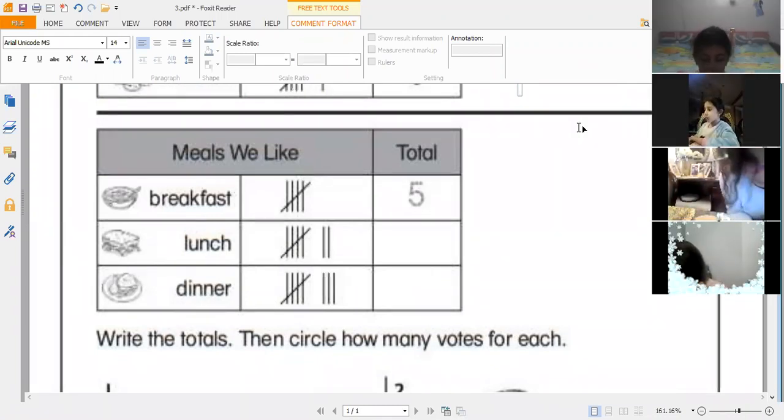Okay, what is the title of this tally chart? Meals we like. Okay, how many breakfast meals? 5. Okay, here we have the shape that means 5.